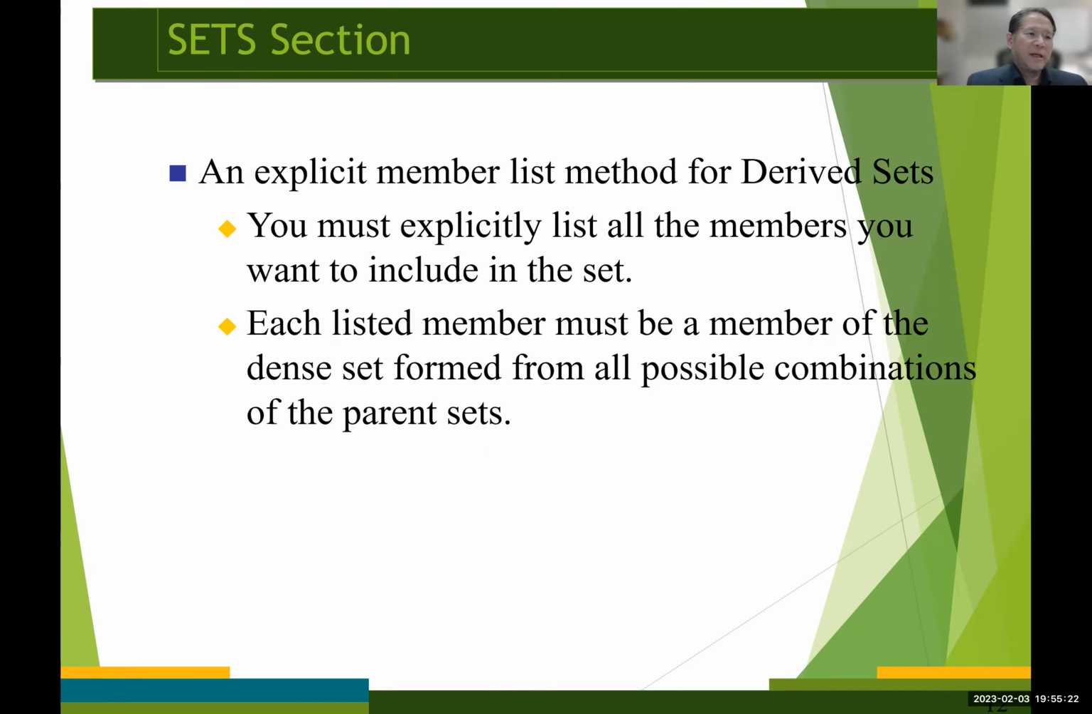So when using the explicit member list method to specify a derived set's member list, you must explicitly list all the members you want to include in the set. And each listed member must be a member of the dense set formed from all the possible combinations of the parent sets. Okay.